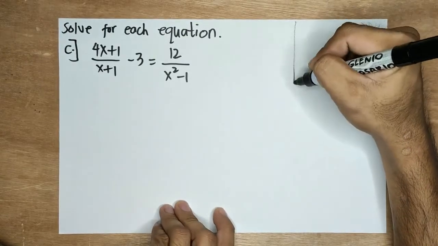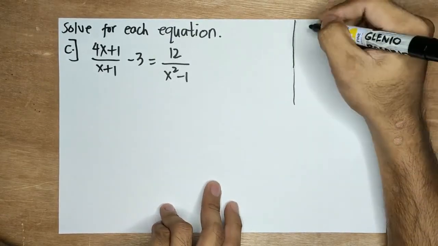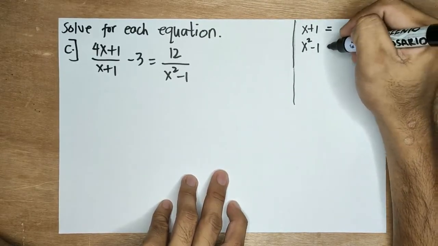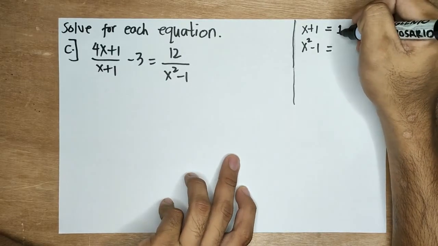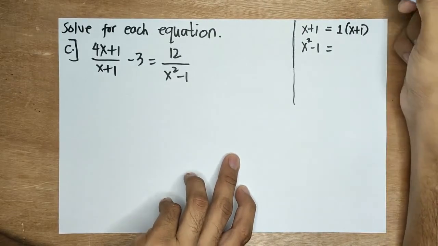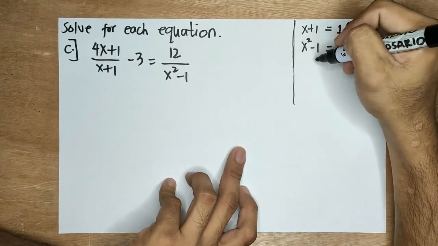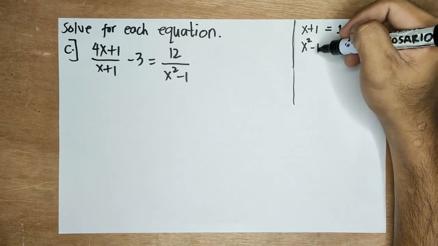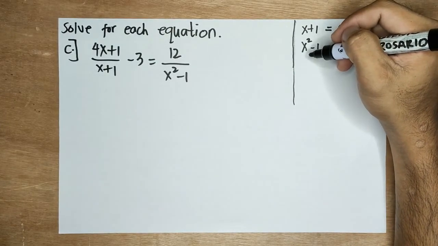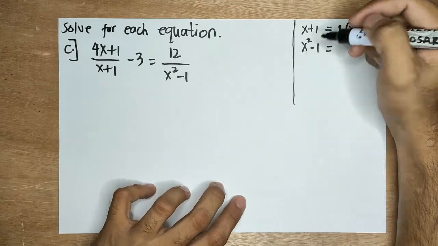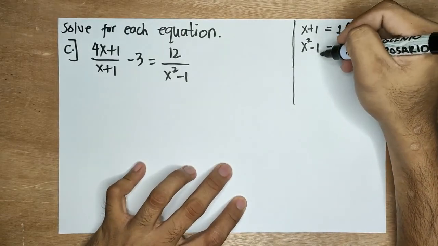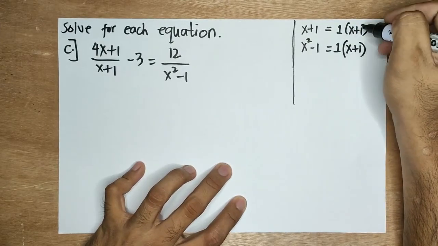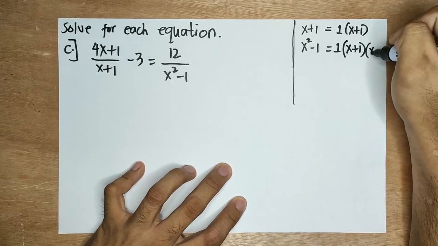Okay, so we consider the denominators here. We have x plus 1, we have x squared minus 1. So, factors of x plus 1, we have 1 and x plus 1. Factors of x squared minus 1, if you know the special product, the first term is a perfect square, the second term is a perfect square. So, definitely, you can use the difference of two squares. Okay, the factoring method. So, factors of x squared minus 1, we have 1, and then x plus 1, I will line it up there because they are the same, and then x minus 1.